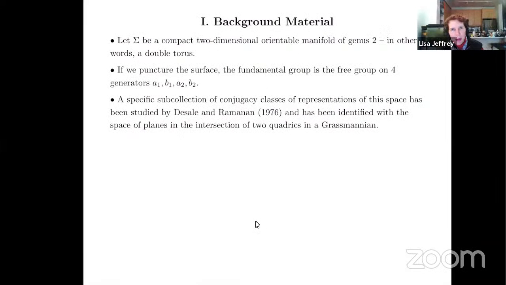So let's start with a compact two-dimensional orientable manifold, genus 2. In other words, it's a double torus. If you puncture it, then the fundamental group is the free group on 4 generators.